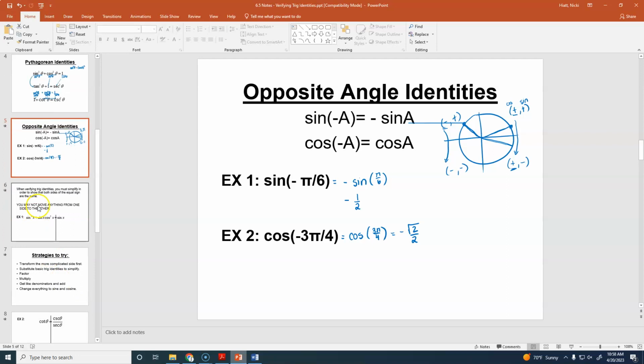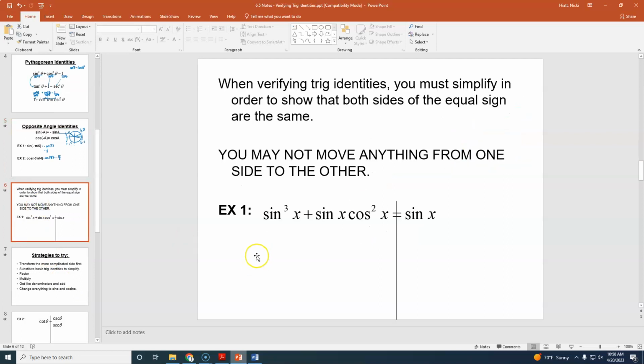All right, let's talk about verifying trig identities. This is the closest thing you're probably going to get in high school to doing mathematical proofs, and in Math 2 you do a little bit of that. These are not exactly mathematical proofs because I'm not making you justify every step that you make.